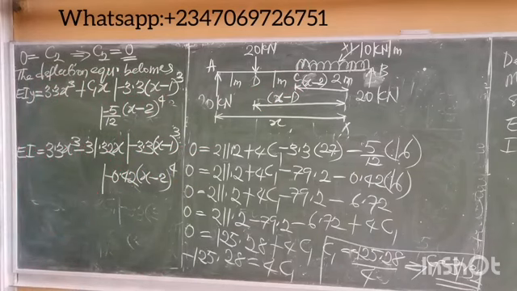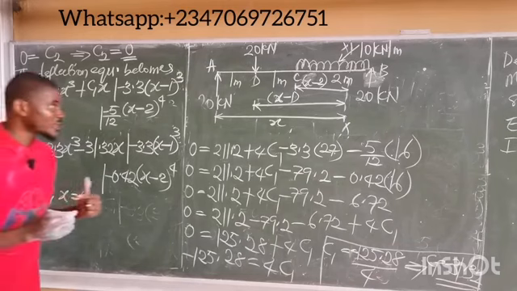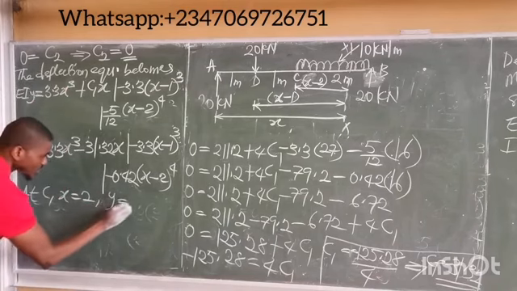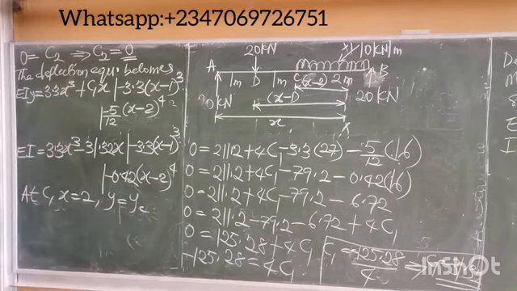Therefore, deflection of C can be given as, at C, x equals 2 meters. That is the total distance from point A down to point C. Now, the deflection at that point, y, can simply be called yc, where yc simply means deflection at point C. Okay, so we simply have this.